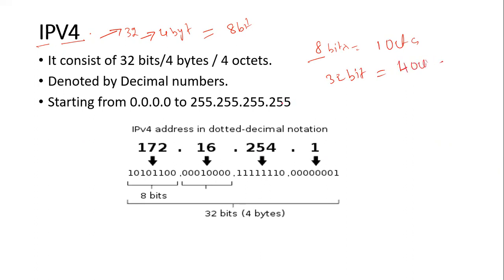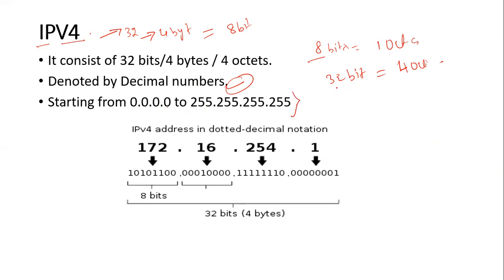IPv4 is denoted by decimal numbers, simple numbers of 1 to 3 digits. The IPv4 addresses range from 0.0.0.0 to 255.255.255.255. How does this come about?